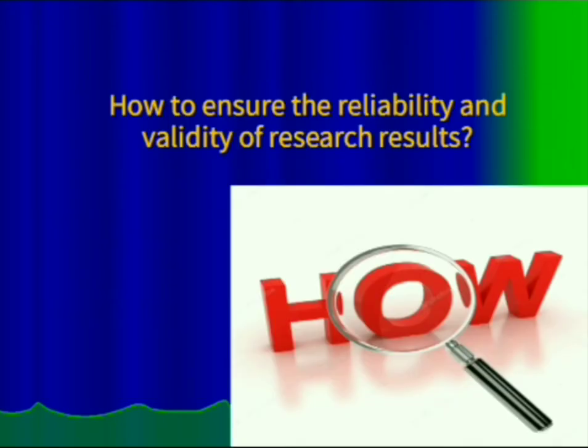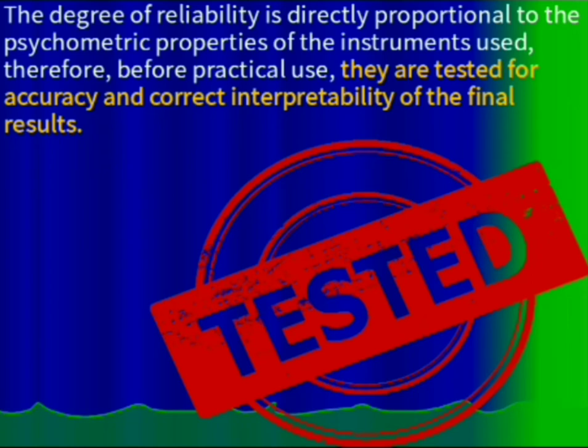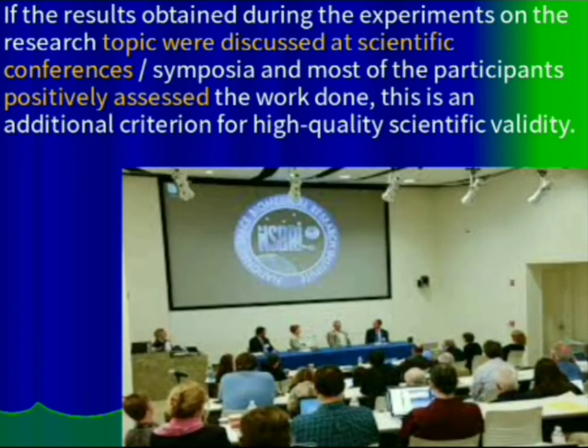You have to ensure the reliability and validity of the research results. How can we prove it? How can we ensure that other people believe we are right? A set of evidence confirming our results and our ideas is required from us. We should present and demonstrate the exact set of evidence in order for our work to be proved. Specialists test the accuracy and correct interpretability of the final result of our work.